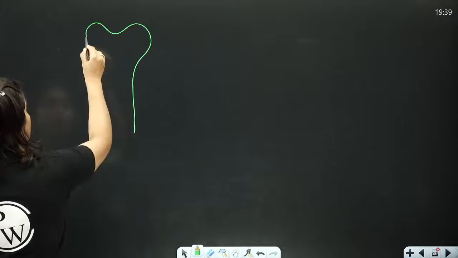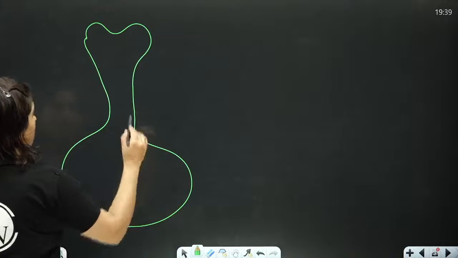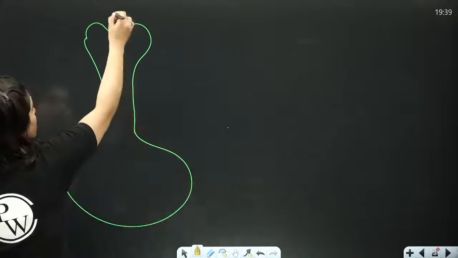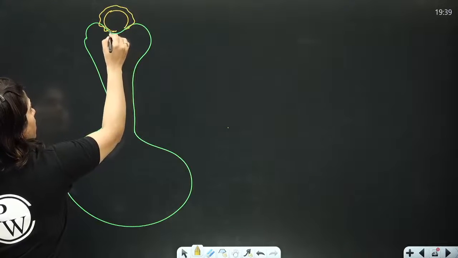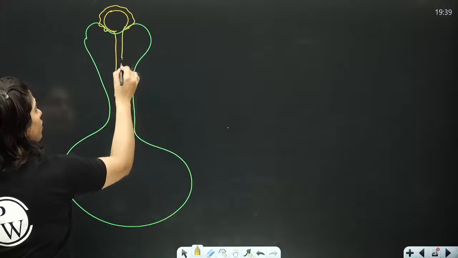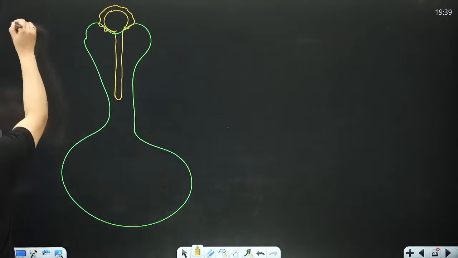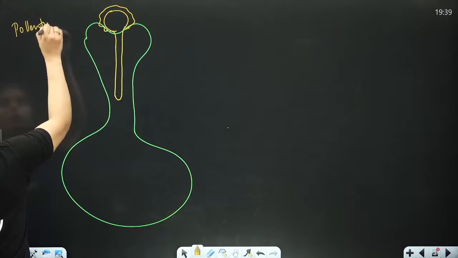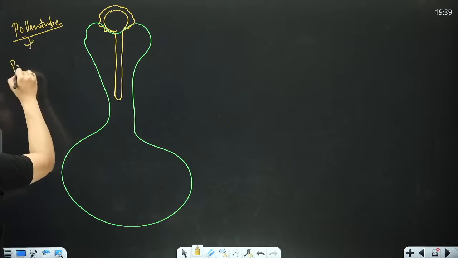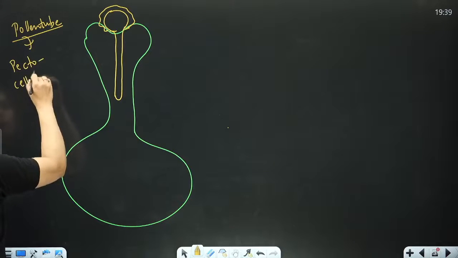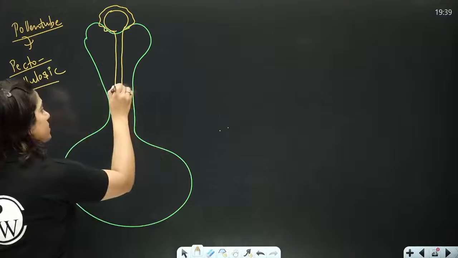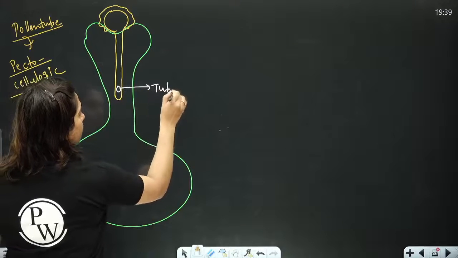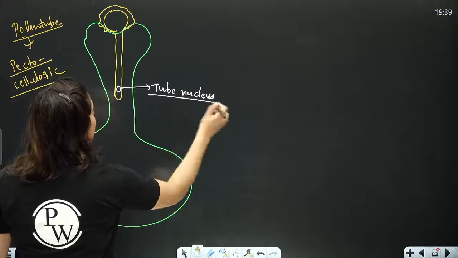And who will form the pollen tube? The pollen tube will be formed by the tube nucleus, right? So this is the pollen grain. This was the germ pore, remember? Now the intine will be extended. Remember, pollen tube is nothing but the extension of intine. So here now the pollen tube will be formed. And the nature of pollen tube is also pectocellulosic. Why? Because it is formed by intine. And the tube nucleus, the vegetative nucleus, will help in the formation of the pollen tube, right?